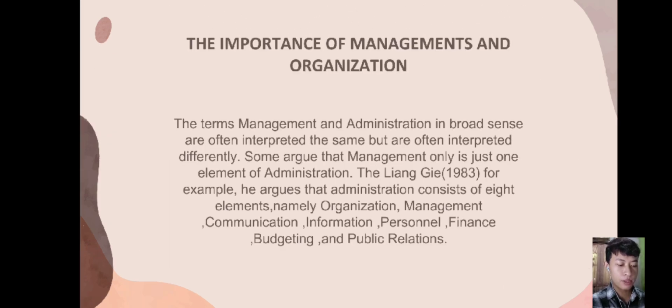The terms management and administration in a broad sense are often interpreted as the same but are often interpreted differently. Some argue that management is just one element of administration. Sondang Siagian, for example, argues that administration consists of 8 elements, namely organization, management, communication, information, personnel, finance, budgeting, and public relations.